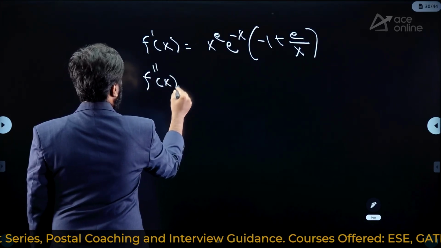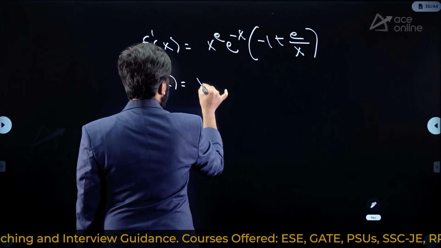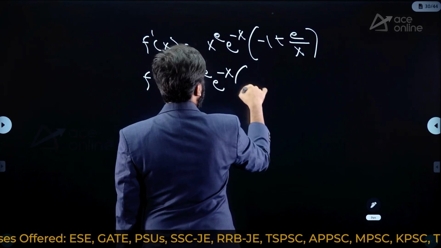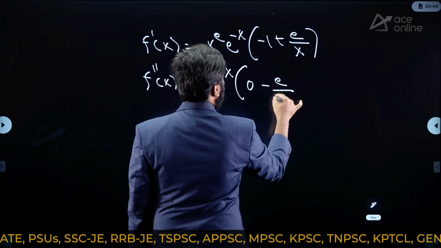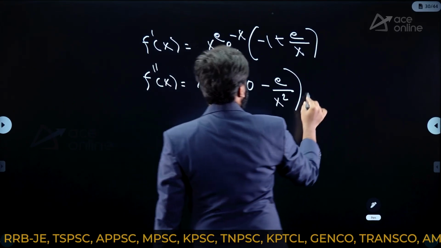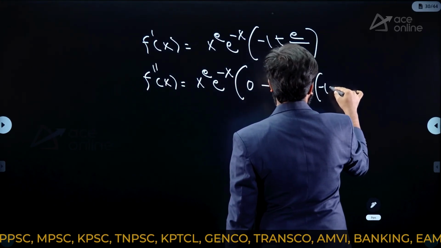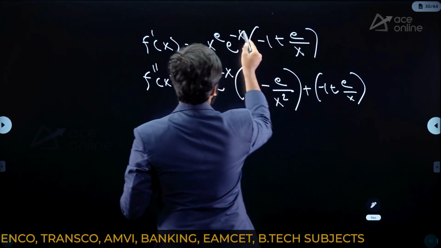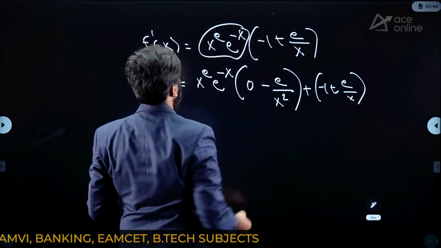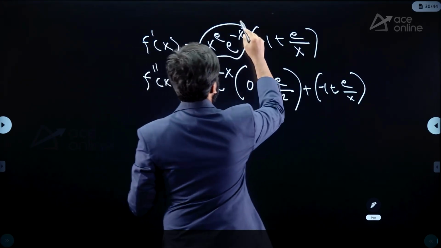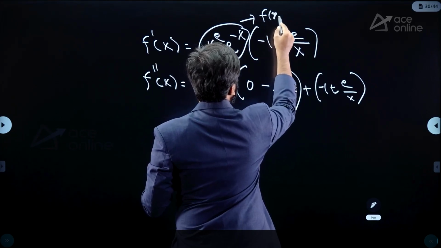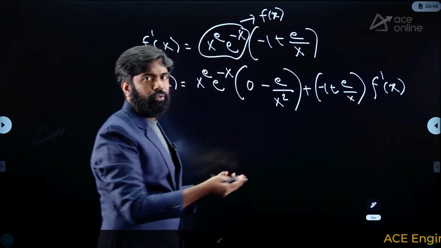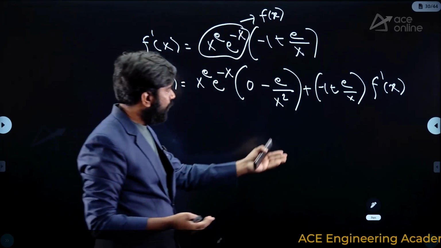So what is f double dash of x? You take the derivative of this, keeping x power e power minus x as it is. Find the derivative of the other factor, which is 0 minus e by x square. Next, plus you keep minus 1 plus e by x as it is, and then find the derivative of x power e power minus x. But this is nothing but f of x, students, whose derivative is f dash, which we already know. Just for simplicity, you can write it like this.